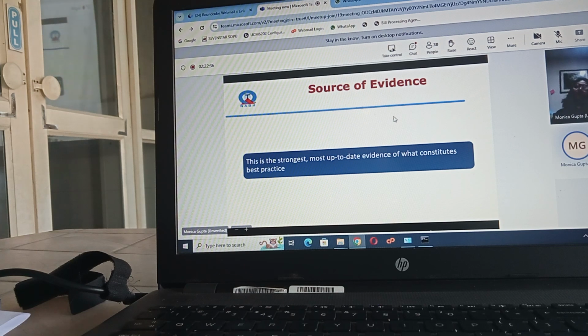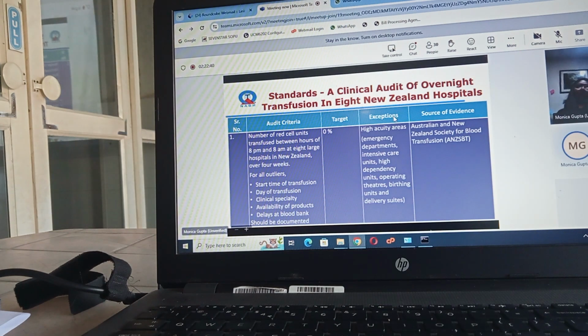The source provides the most up-to-date evidence for what constitutes the best practice. So this is an example of how standards and criteria can be set. This is a clinical audit of overnight transfusions in 8 New Zealand hospitals, where the overall aim was to reduce the number of overnight blood transfusions.